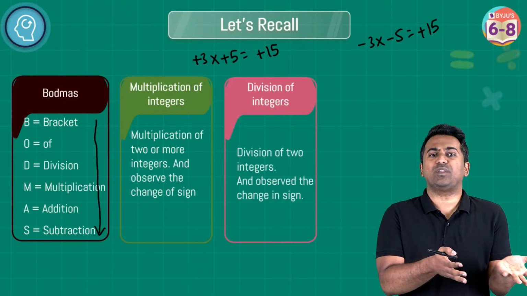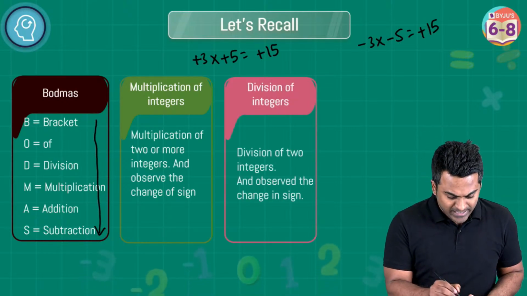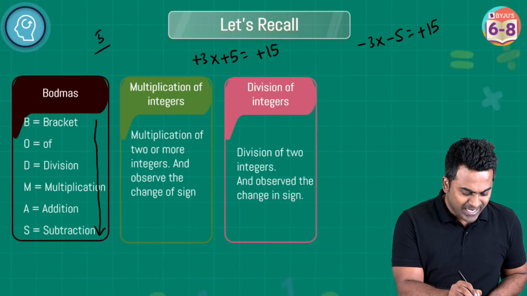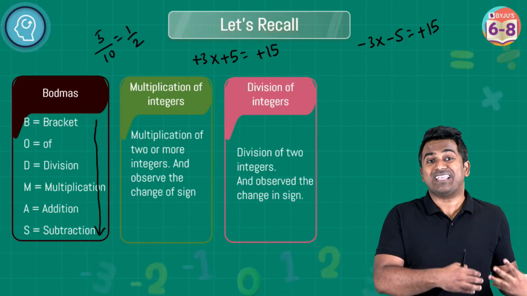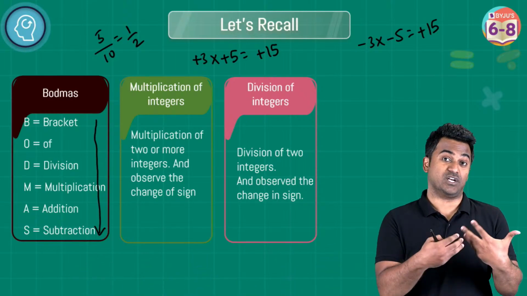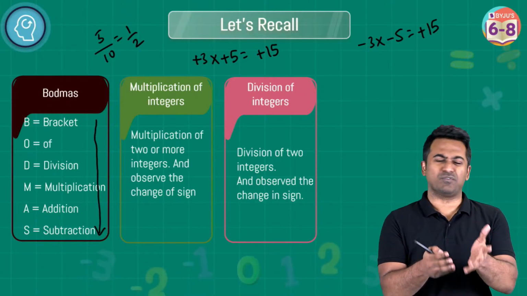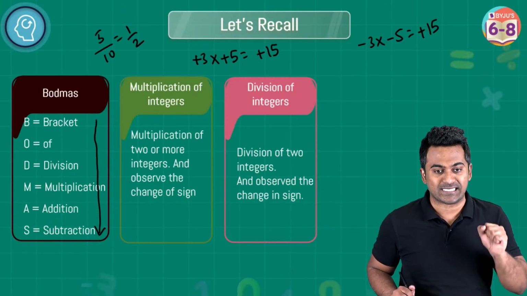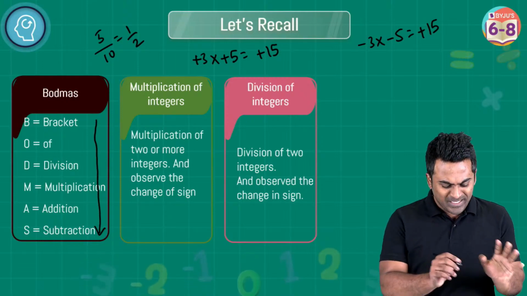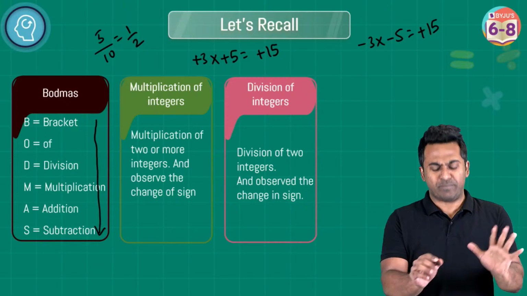The same rules apply to division as well. When you divide a positive integer by another positive integer, the result is going to be positive. When you divide a negative with another negative, the result is going to be positive again. And of course, when you divide a positive with negative or negative with positive, the result is going to be, yes, negative. Awesome. So these two are very simple basic ideas.